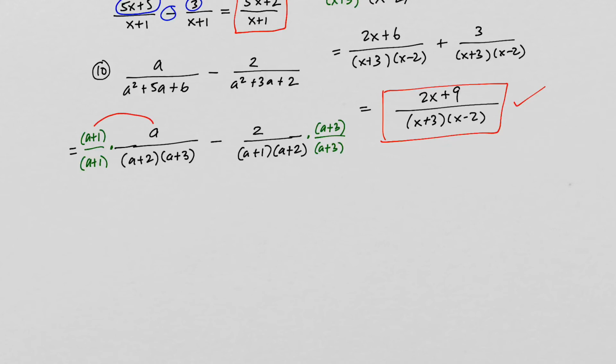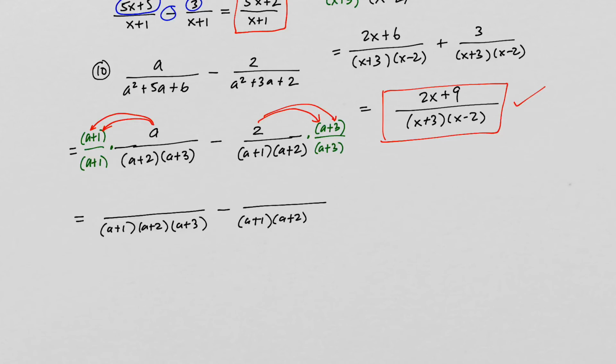After that, multiply out the numerators. Leave the denominator factored. So the denominator of the first fraction is this. The denominator of the second fraction is the same, of course, because that's the whole point. And then when you do the multiplication in the numerator, a times a is a squared, plus 1 times a is a. And then here, 2 times a is 2a, and 2 times 3 is positive 6.